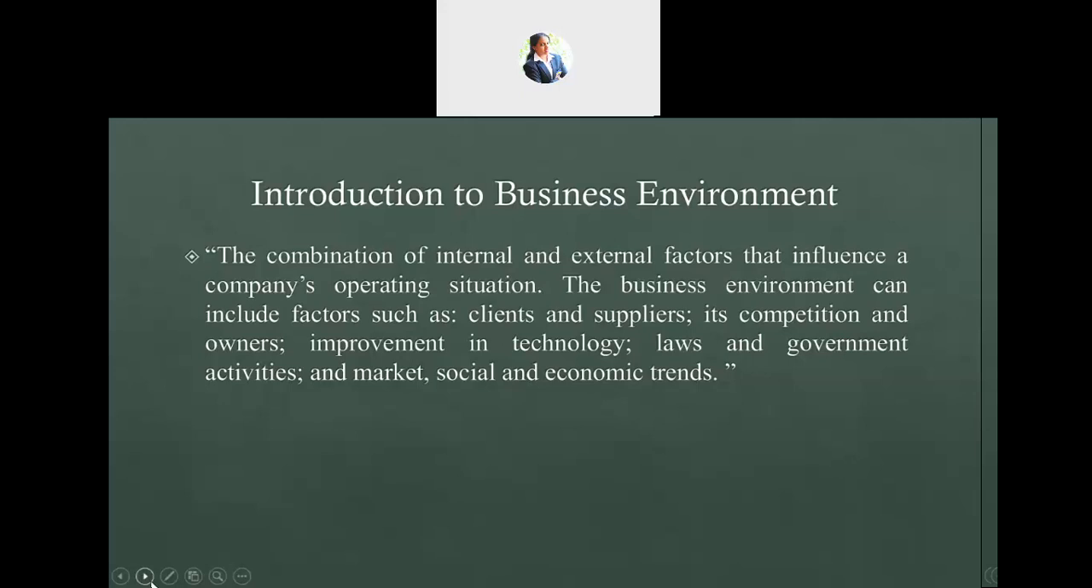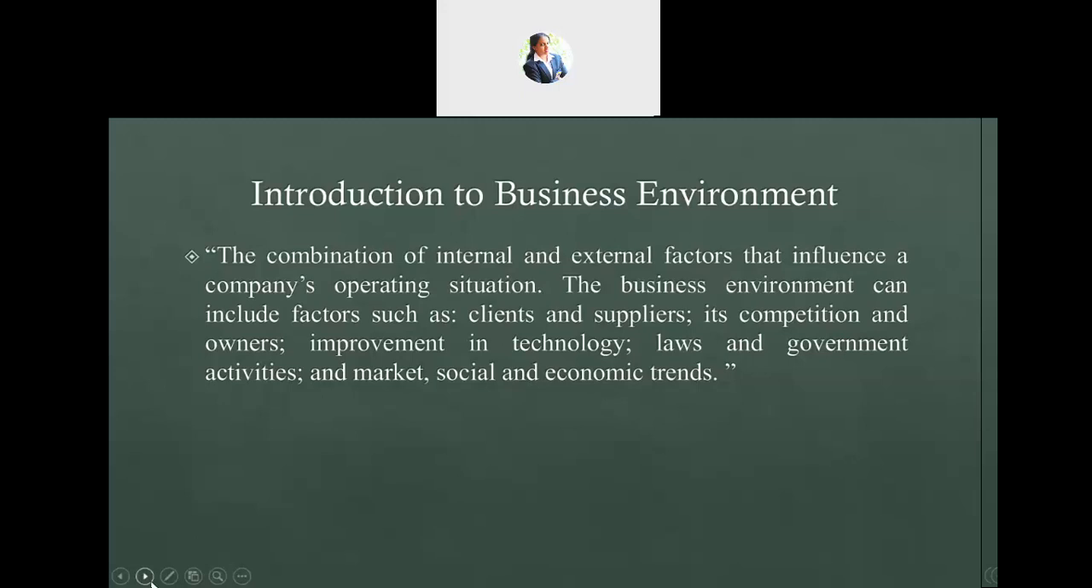Okay. Now all this business environment will include your clients, suppliers, competition, the improvement of technology, laws and government activities, and market, social, and economic trends.